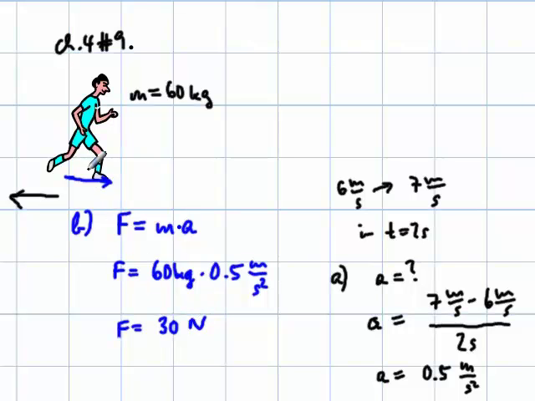Notice that the weight of the runner is not figuring into this formula because we're talking about the force in the horizontal direction, and the weight is in the vertical direction, a weight of 600 newtons, which by the way is cancelled by the support force of the ground on him, also 600 newtons up. But those two forces are in the vertical, while here we're talking about the force in the horizontal that accelerates them along the horizontal.